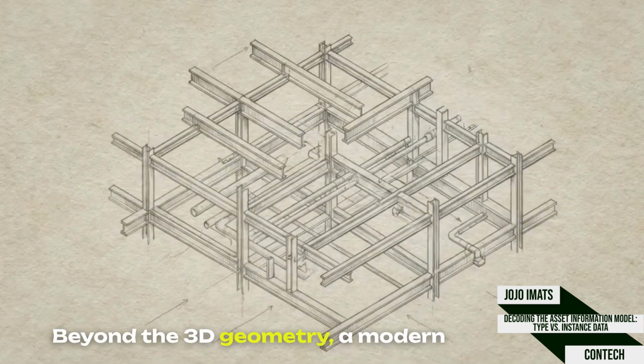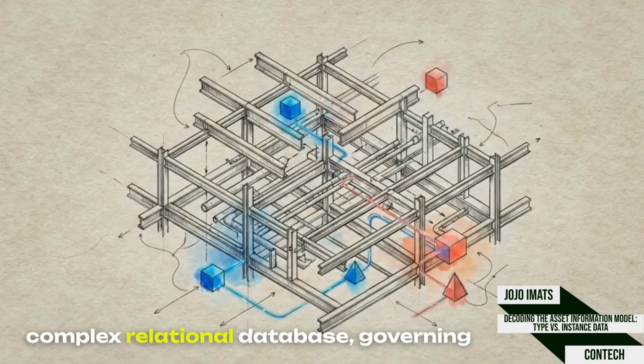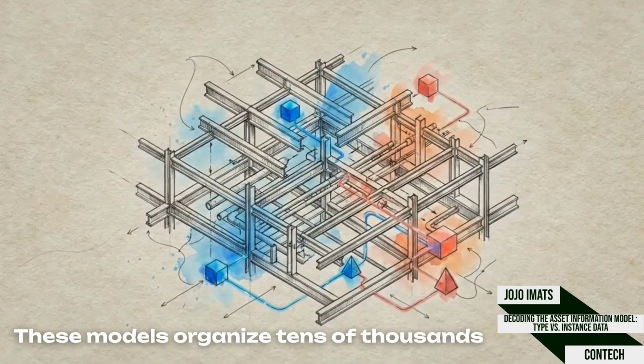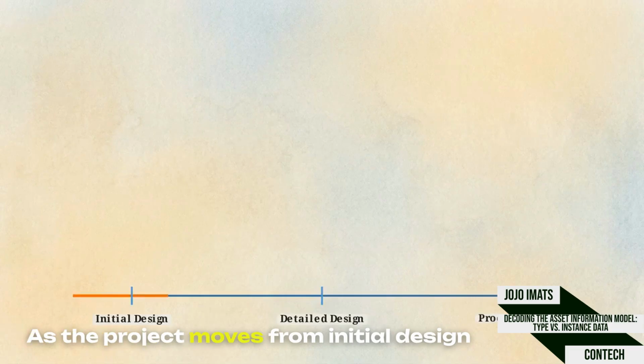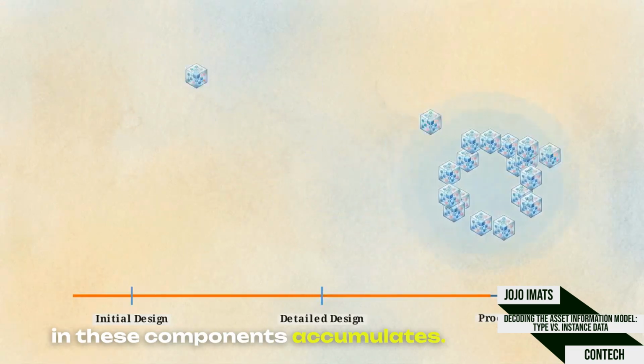Beyond the 3D geometry, a modern building information model functions as a complex relational database, governing the entire lifecycle of a facility. These models organize tens of thousands of distinct standard components, each carrying its own set of precise specifications. As the project moves from initial design through procurement, the data embedded in these components accumulates.